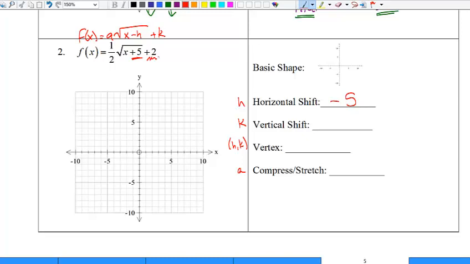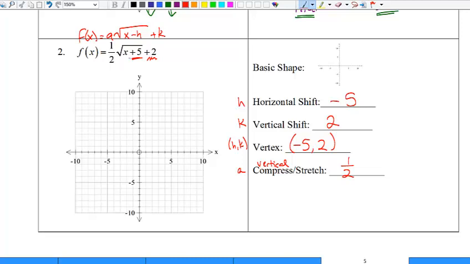The vertical is the one outside the function, and that one just comes straight as is. There's no minus on the k in my function, so we can just keep those. Put those two numbers together, -5, 2, to get your vertex. And in this case, my stretch and compress is 1/2. Don't forget that this is always a vertical stretch and compress in this class. Technically, there is a horizontal stretch and compress, but we just don't cover it in this class.